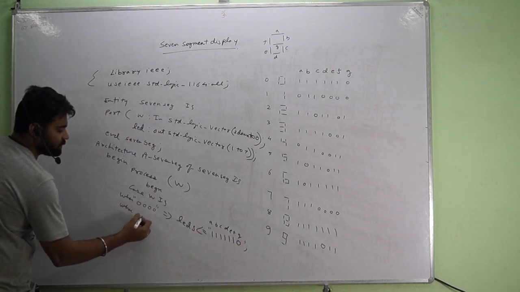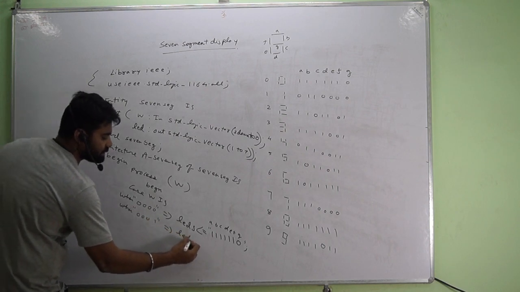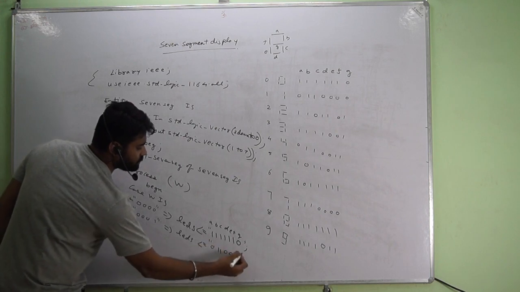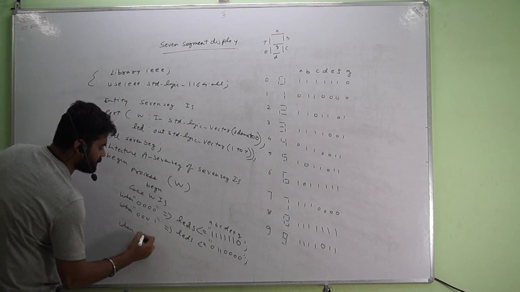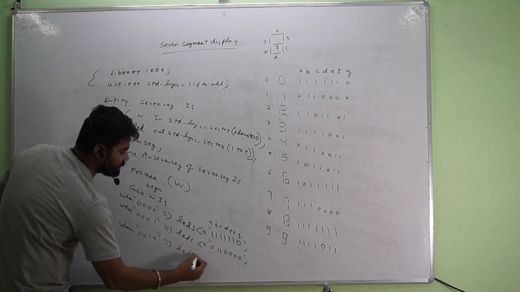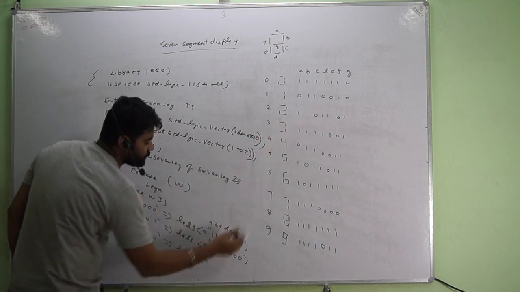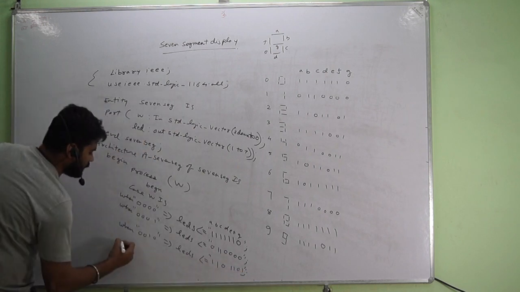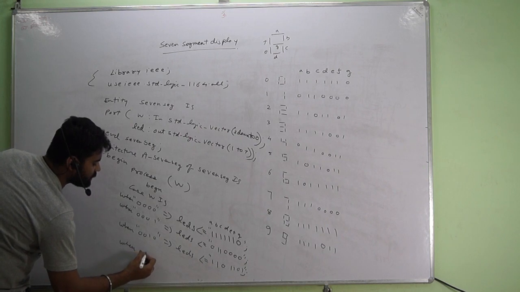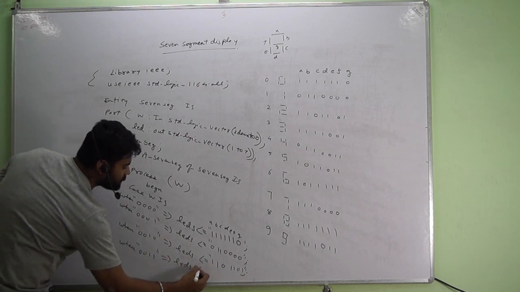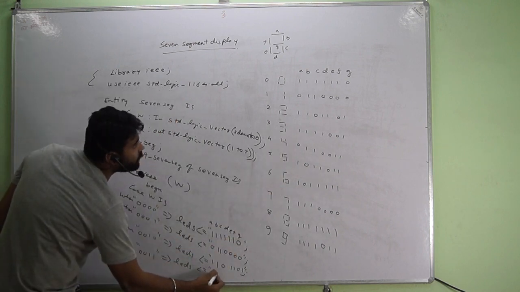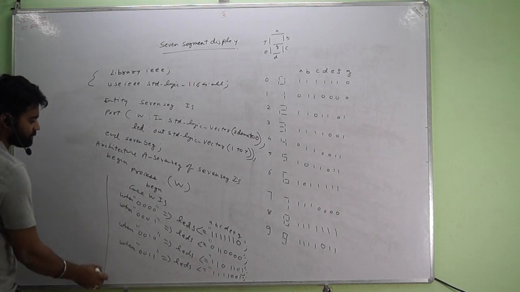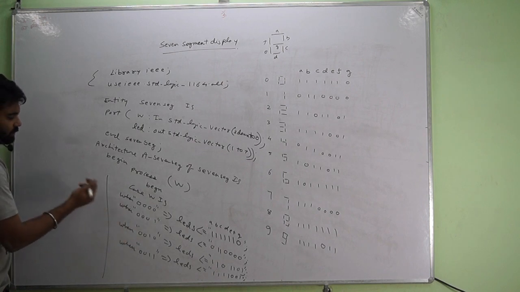Followed by when 0001, then the LEDs will be 0, 1, 1, 0, 0, 0, 0. When 0010, the LEDs will be for 2, that is 1, 1, 0, 1, 1, 0, 1. And when 0011, the LEDs for 3 will be 1, 1, 1, 1, 0, 0, 1.